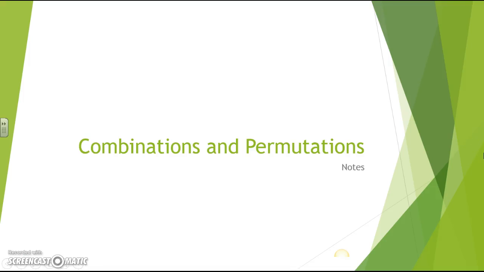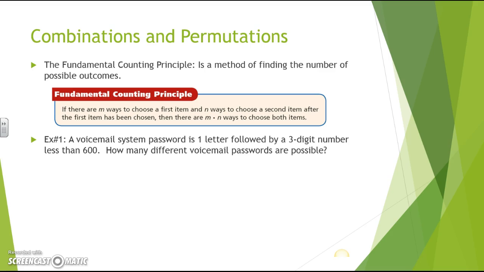Combinations and permutations. When you're working with combinations and permutations, you'll be looking at what's called the fundamental counting principle. That is a method for finding the number of possible outcomes. This definition says if there are m ways to choose a first item and n ways to choose a second item after the first item has been chosen, then there are m times n ways to choose both items.